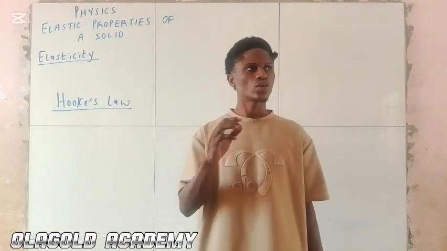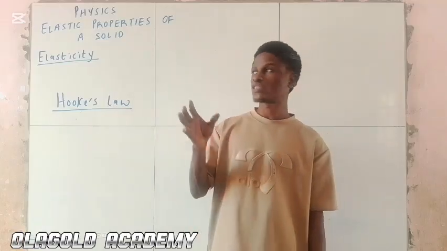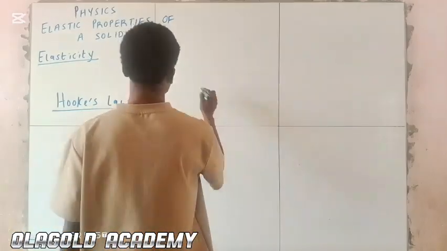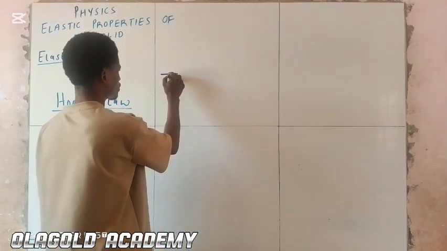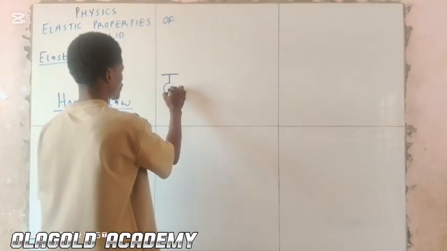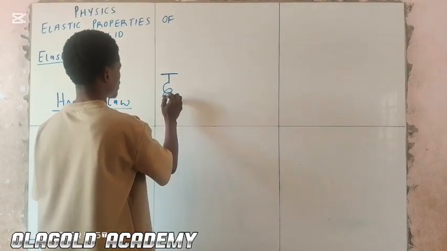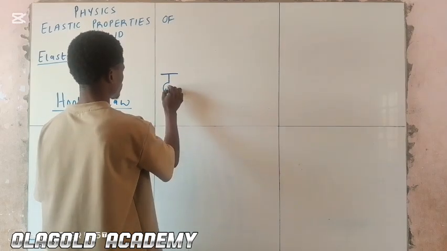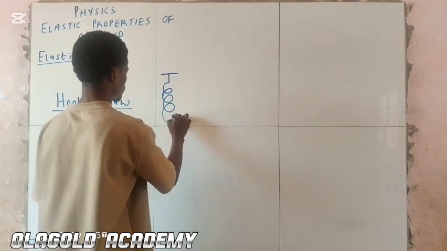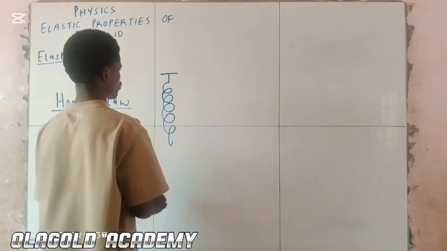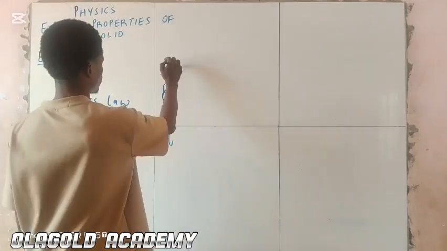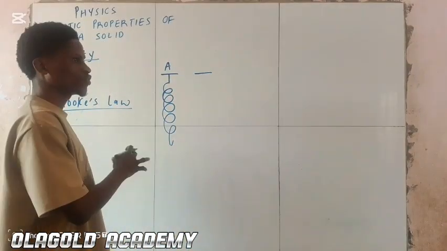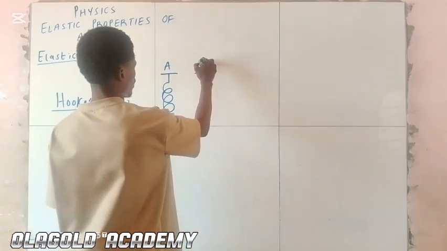A good explanation of the law is with the use of a diagram. We have a spring having its original size. Let's call this A. So we have another spring where we attach a mass to. Let's call this B.